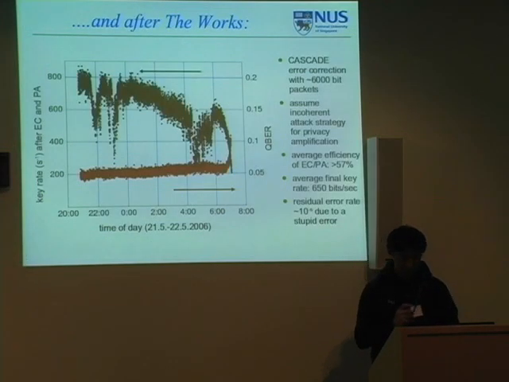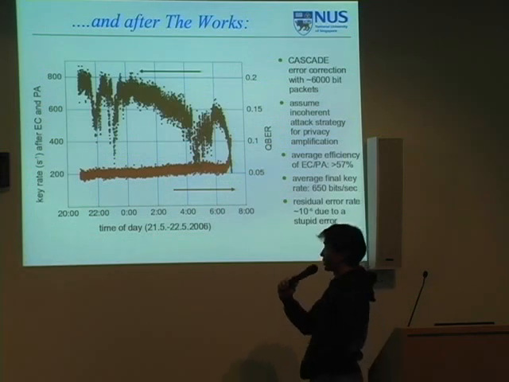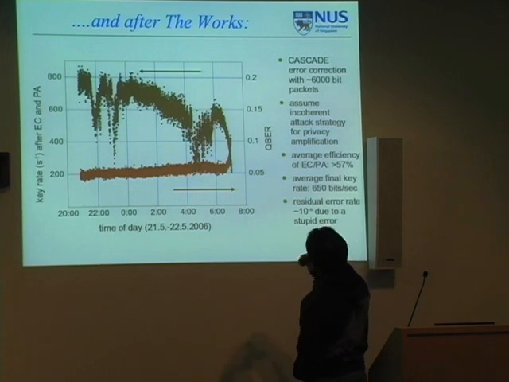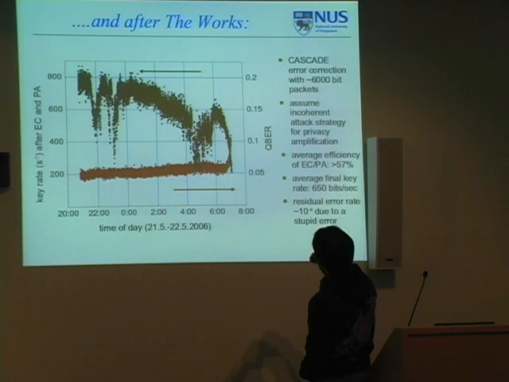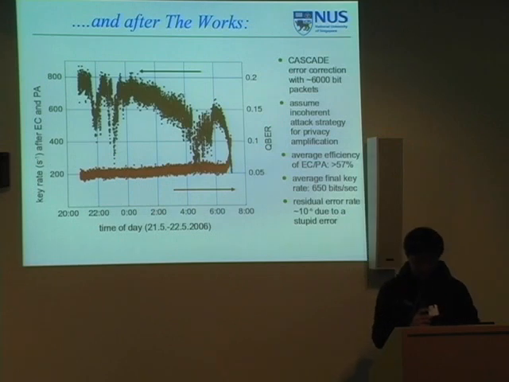So this is the result of the secure key after full error correction and privacy amplification. You get about 800 bits a second. Just some details, for example, the error correction code is something called Cascade. It's the one in the Cascade algorithm.